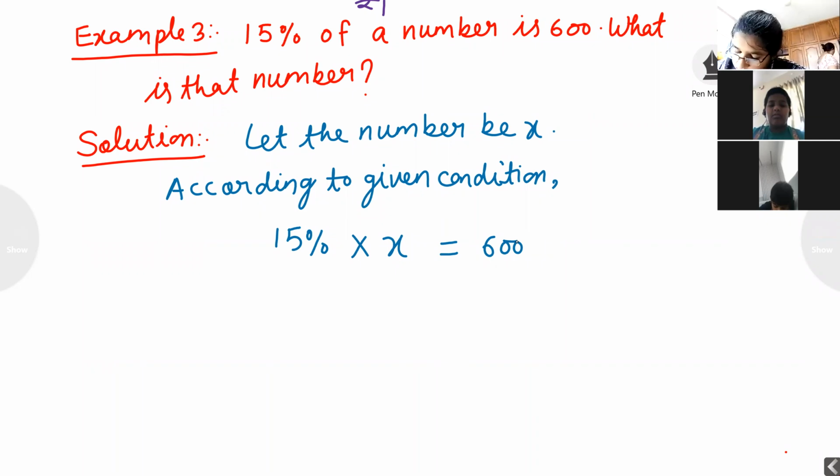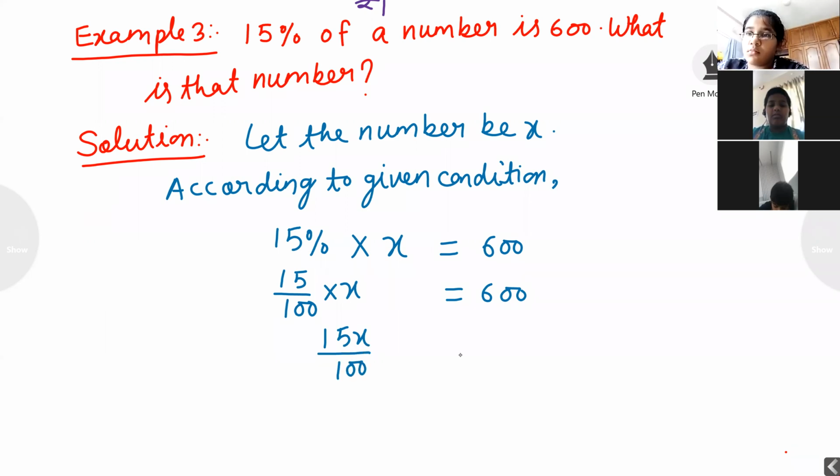What is the meaning of 15 percentage? 15 percentage means 15 by 100. Percentage means out of 100. Now 15 by 100 into x is equal to 600. Now 15 by 100 into x, then I can say 15x by 100 is equal to 600.